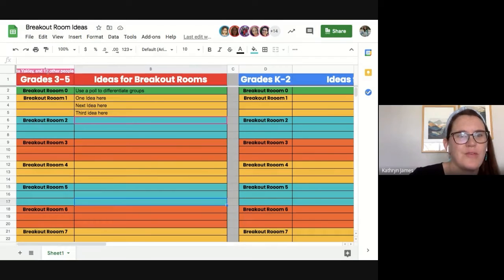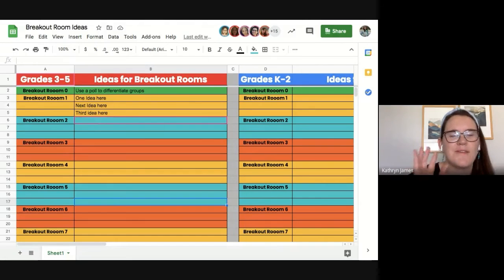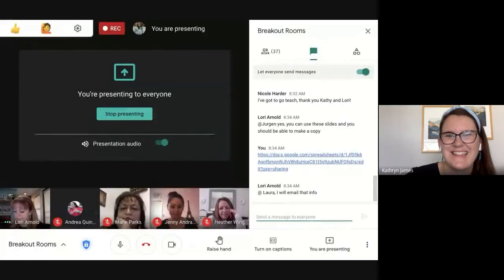We are in the grades 3 through 5 breakout room session. So we are over on the left, and the right is for K2 in the future. But if you are going to be sharing this information with your staff, come back to this document later in the day because the K2 column will also have a lot of information you can use with your staff. Okay, so now I'm going to show you what it looks like.